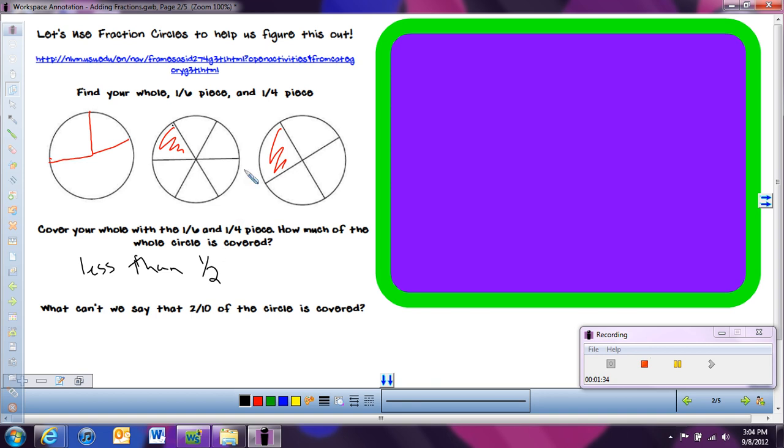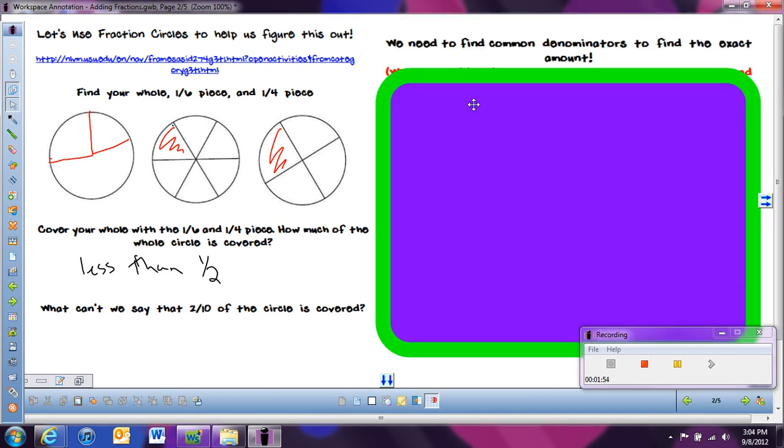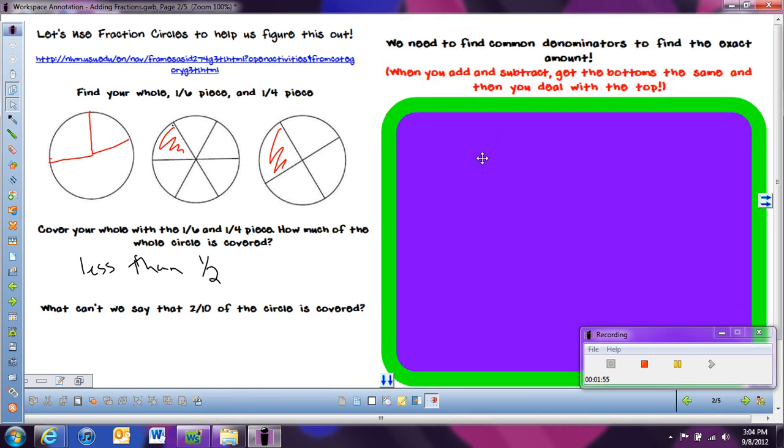Some people might say, well, there's 6 pieces here, 4 pieces there, so we have 2 pieces out of 10 total pieces. But we can't say that because these pieces aren't the same size. And we can't compare things that aren't the same size. So what we need is common denominators, which is what we have over here. Whenever we're adding and subtracting fractions, we need to find common denominators.